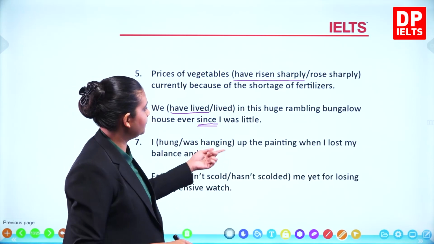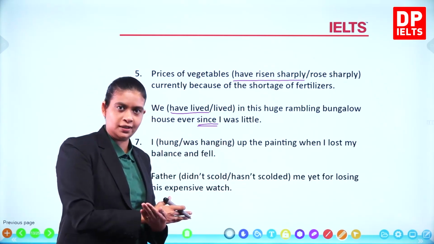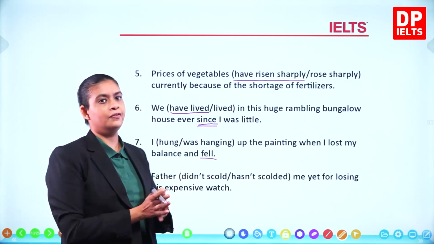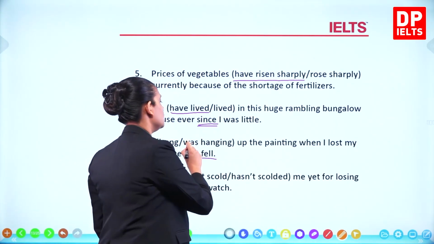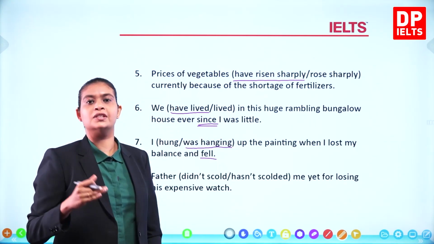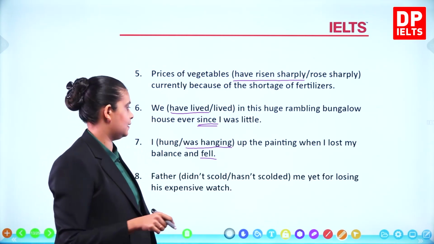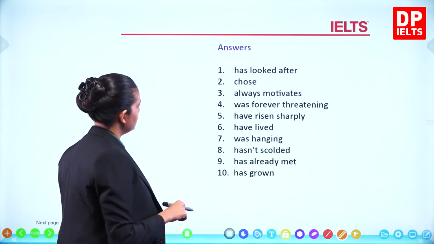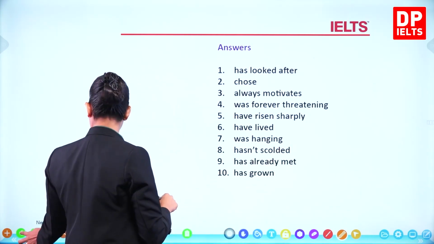The next one, I was hanging up the painting when I lost my balance and fell. So something came in between, okay, interrupted, and what is that? Fell. So before that I was doing the longer action. What was it? I was hanging. So the longer action is in the past continuous and the shorter or interrupting action is in the simple past tense, right? So was hanging. Now going back to our answers, here is the answer. Let's have a look at the next one.